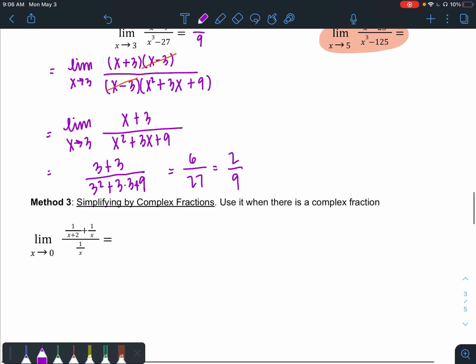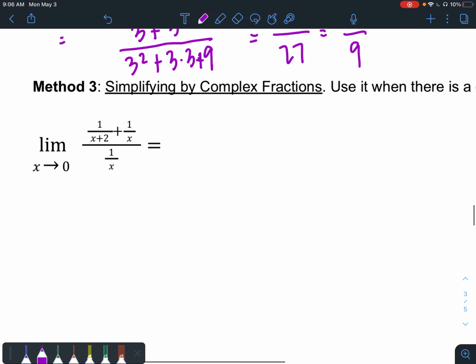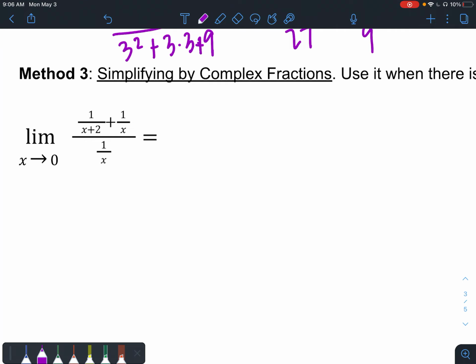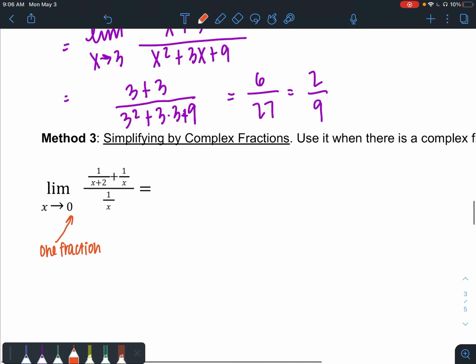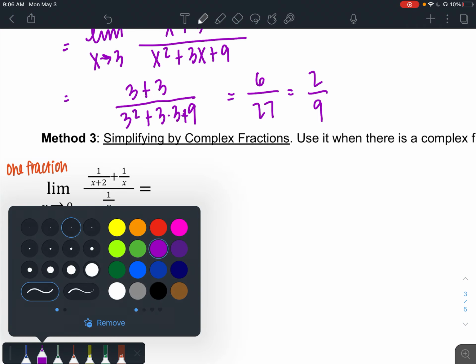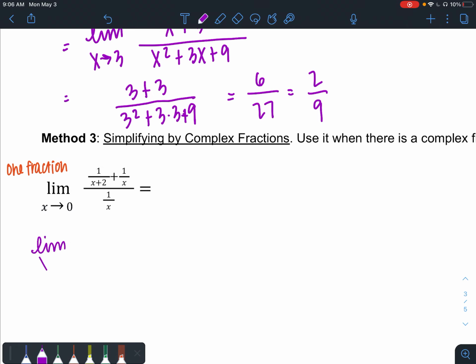Okay, method 3 is simplifying complex fractions. So we want to get basically all of this to equal one fraction. Okay, if I plug 0 in, I will get something messed up. So I'm going to move this over because I like working down. So we're trying to get it to one fraction. So this will be the limit as x approaches 0, and then we want to get this all figured out.